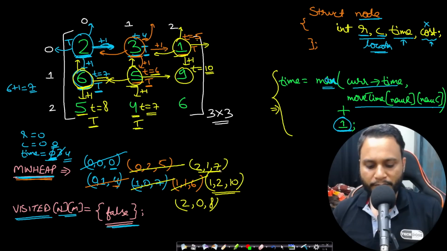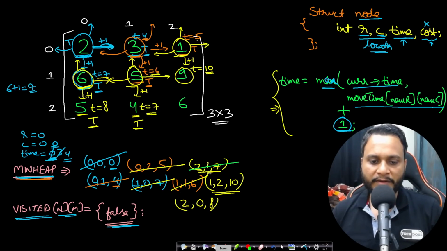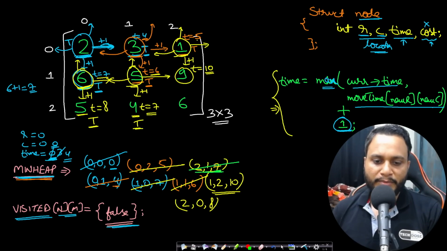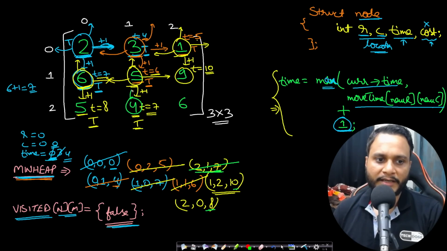Now the next entry which is taken out will be 2 1 7 because 7 is the minimum time out of the 3 nodes. That means 8, 10 and 7, right? 7 is minimum. So 2 1 7 is taken out. From here I cannot make the up call. We can make the right call. If you make the right call, then this is a value 6. Here I have time equal to 7. So I can immediately make the jump in plus 1 time. So here time will be equal to 8 and it will be marked as true. Okay, so this has been visited.